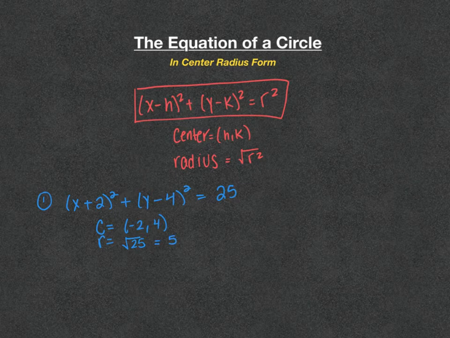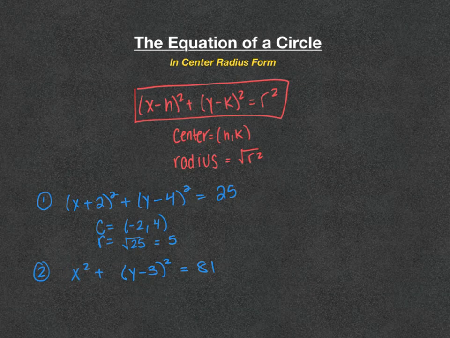Okay, let's try another example. Example number 2. What if I have x squared plus (y minus 3) squared equals 81? You'll notice that I only have y minus a number and then just a regular old x squared. That might be a little confusing, but it's actually not as bad as you think. We know that the radius will be the square root of this 81. The square root of 81 is in fact 9, so that's my radius.